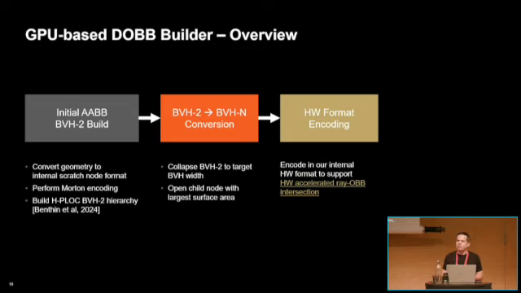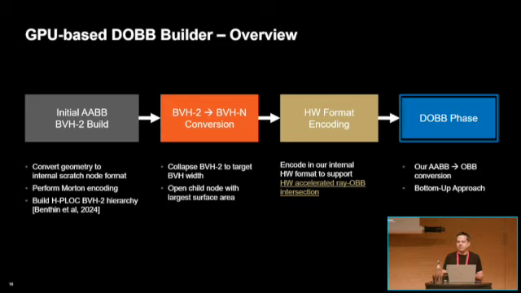Then we do the hardware format encoding, which allows us to do the hardware accelerated Ray-OBB intersection, and we have the final DOBB phase. Our approach is basically hooked up at the end and tries to convert the existing topology to OBBs if applicable, and it's a bottom-up approach.